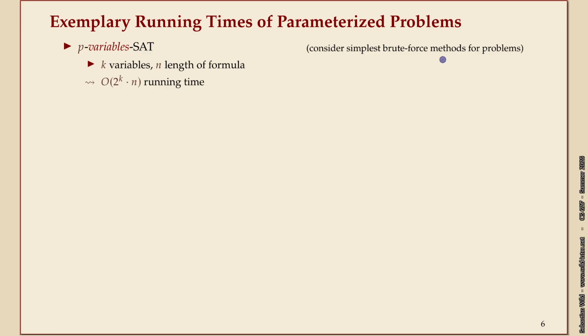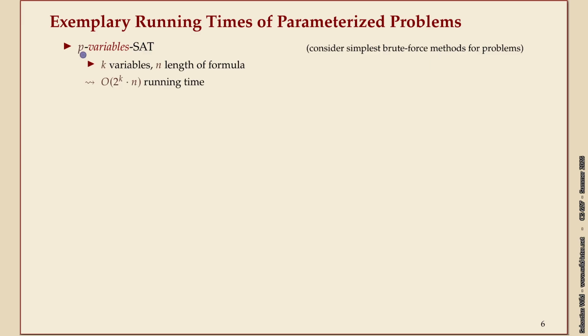So here I'm listing some exemplary problems, and I'm not trying to invent good algorithms. I'm just listing running times for the most shallow, stupid brute force method that just goes through all possible options and checks them one by one. Okay? So I'm not claiming that these are the best running times for any of these problems.